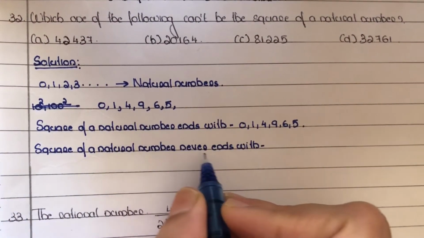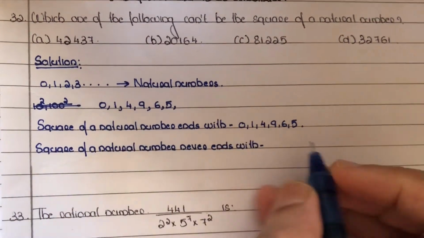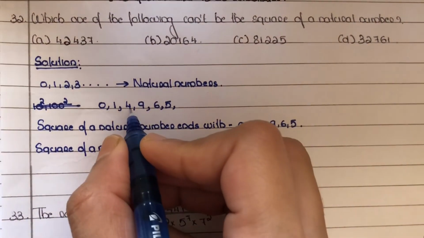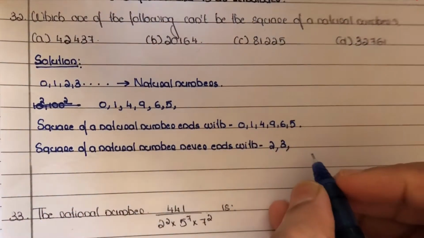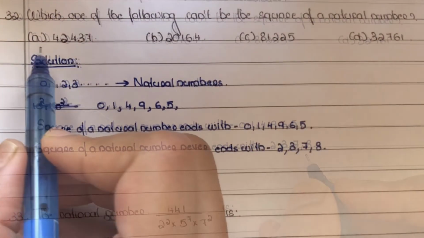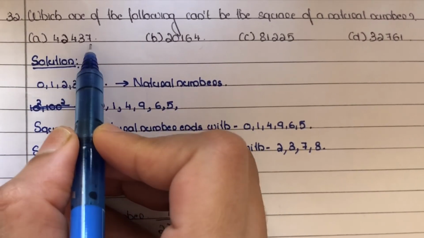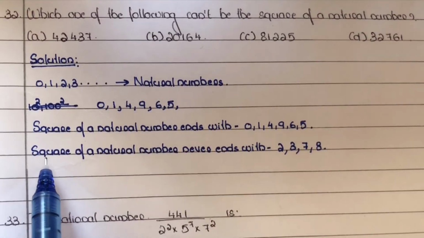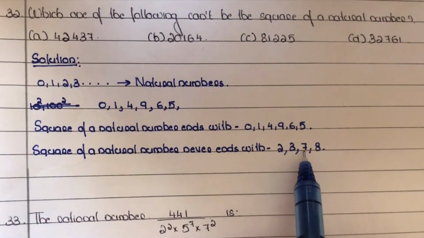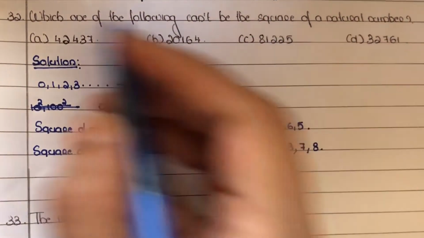The square of a natural number never ends with which digits? 2, 3, 7 and 8. Consider the options. Our first option is 42437. This number ends with 7. But here we proved that the square of a natural number never ends with 7. So this number can't be the square of a natural number.